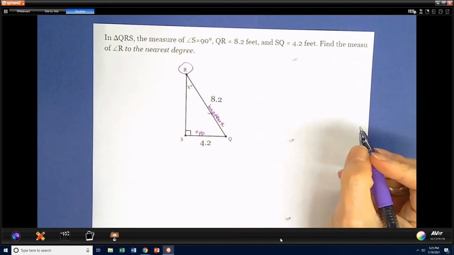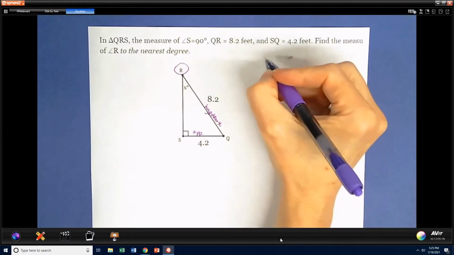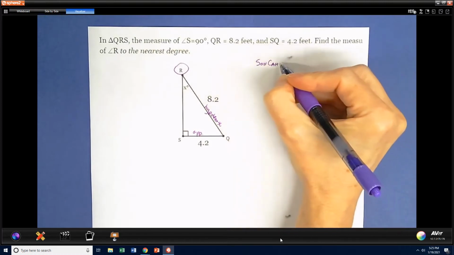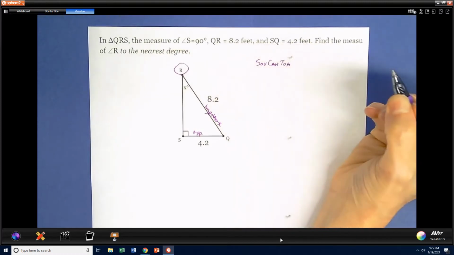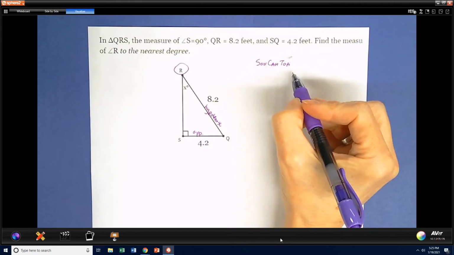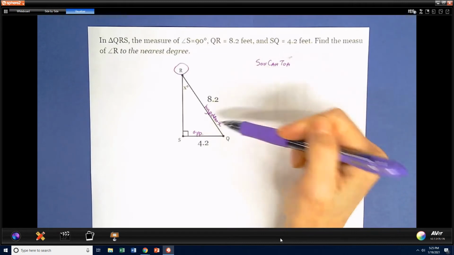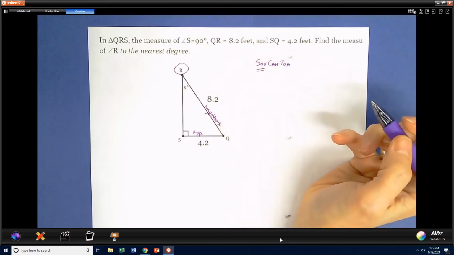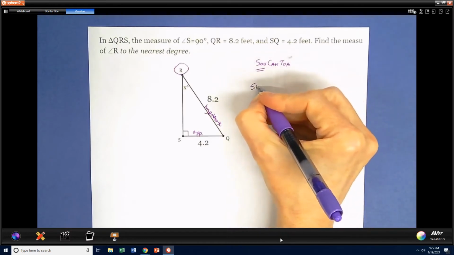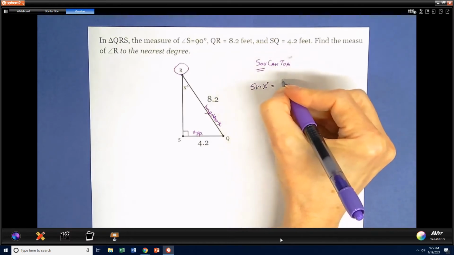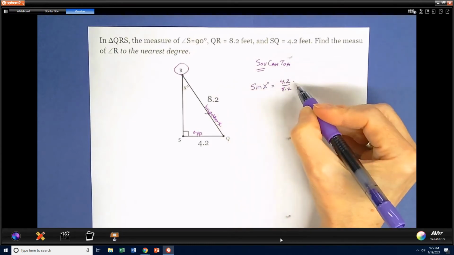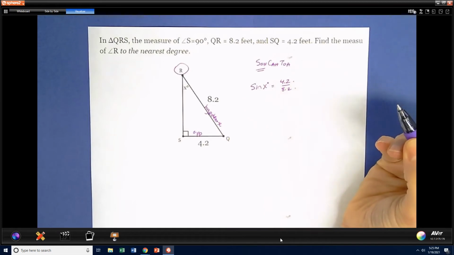Next, we want to decide which trig function we are going to use. Well, this is where that handy little mnemonic comes in. So write it down: SOHCAHTOA. I am using the opposite and the hypotenuse, OH, so I want to be using sine. Sine of angle X is going to equal 4.2 over 8.2, the opposite over the hypotenuse.